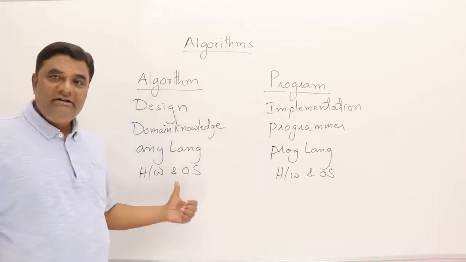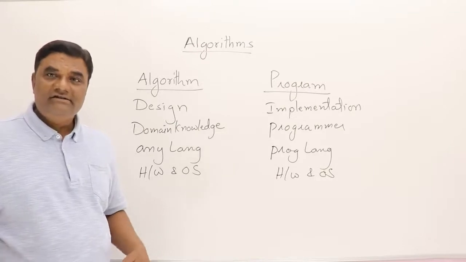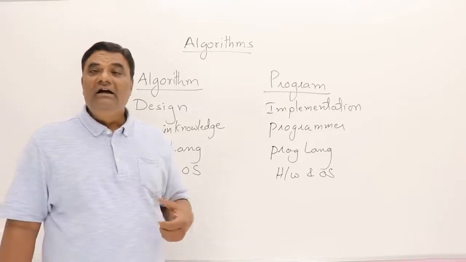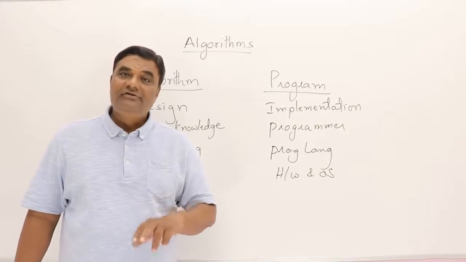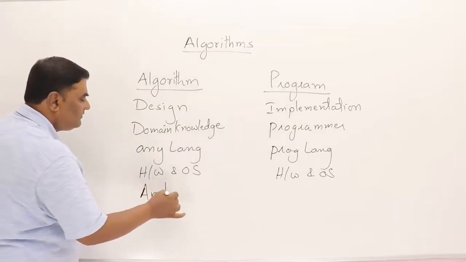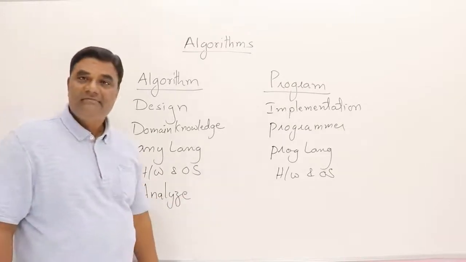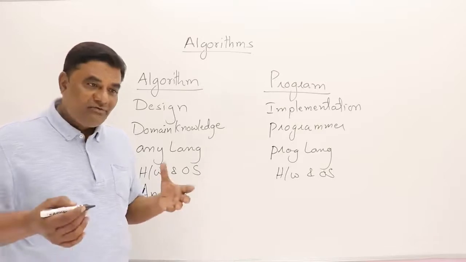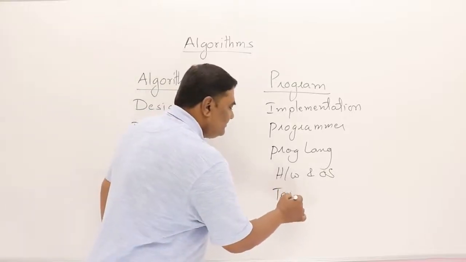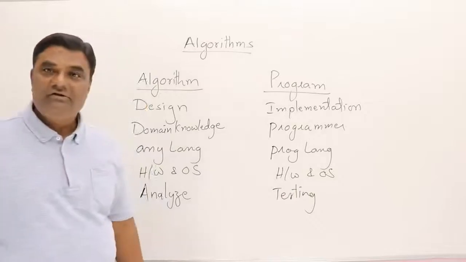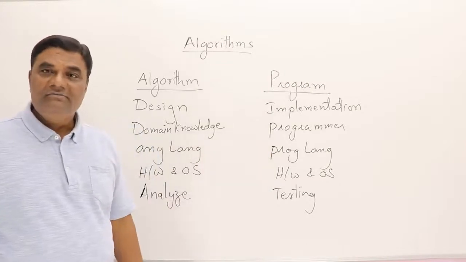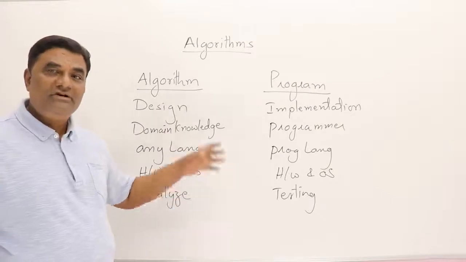The next, after writing an algorithm, we analyze the algorithm. That means we study the algorithm to find out whether we are achieving the results perfectly or not, and whether our algorithm is efficient or not in terms of time and space. We will see what analysis means. So we analyze an algorithm. What do we do with the program? You don't have to study the program. The program is already there. Just run it and check it. So we do testing of the programs. That's it. These are a few differences between an algorithm and a program. These differences will help you understand what algorithms are.